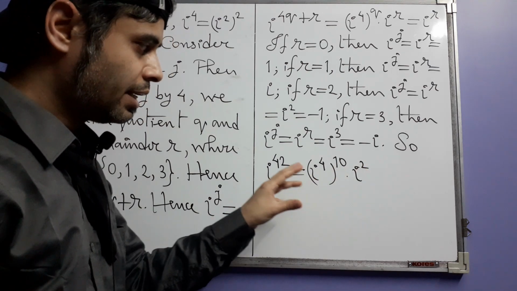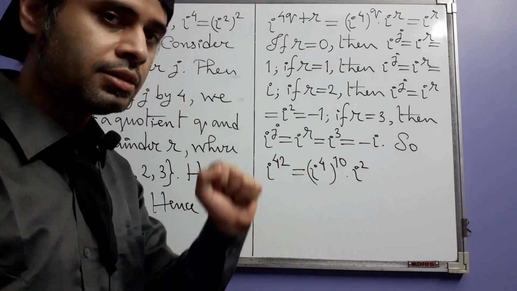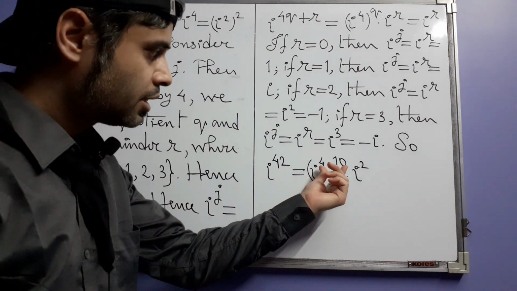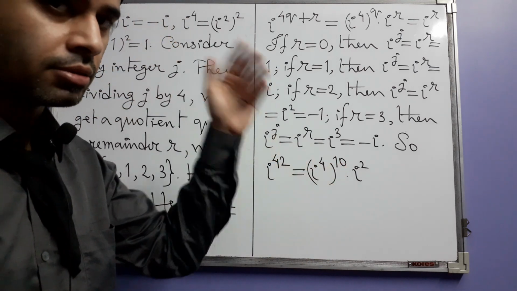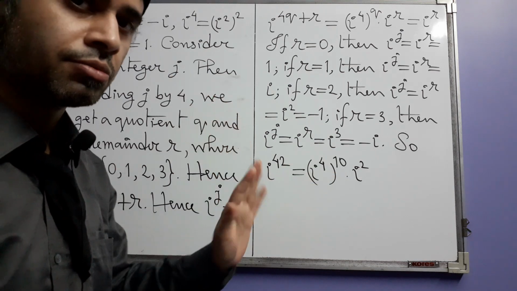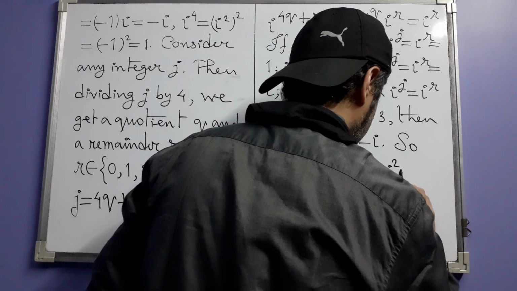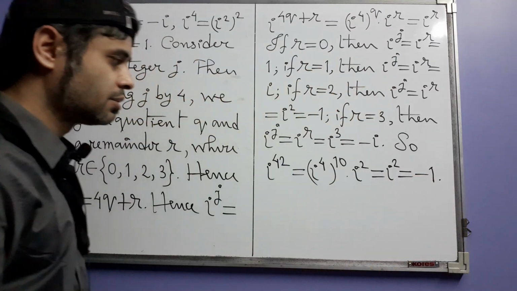So, do you see that in this calculation ultimately the remainder is what matters. The quotient 10 does not really matter, it is ultimately going to go away from this thing, it will vanish. So, the remainder is 2 and that is why this power is minus 1.